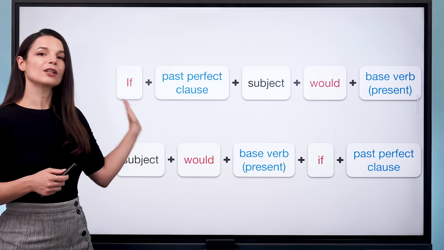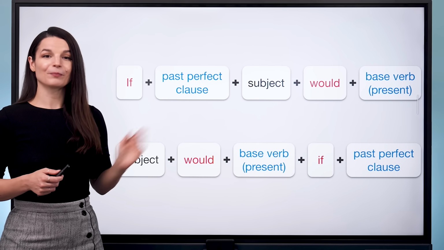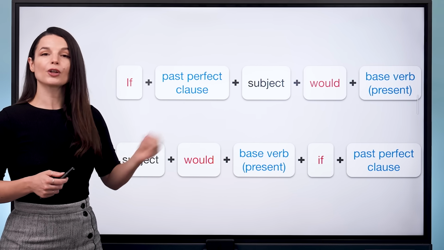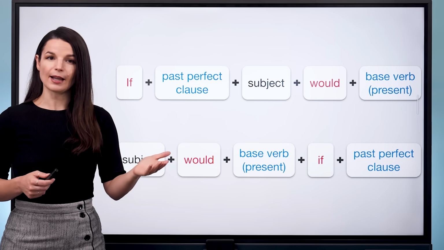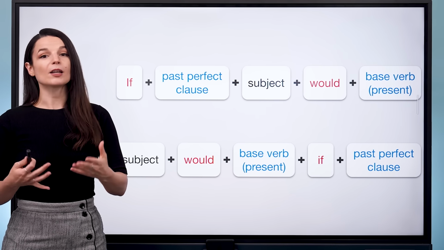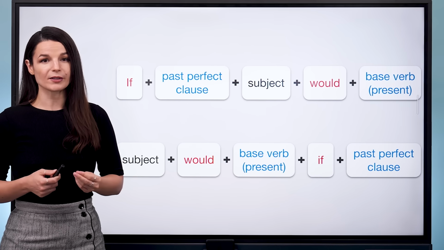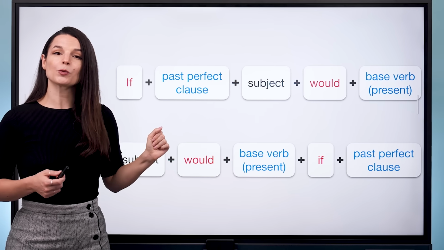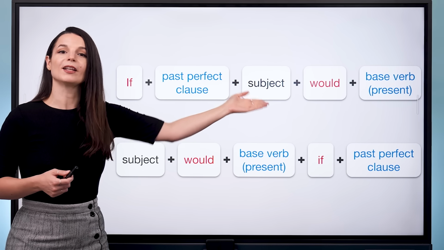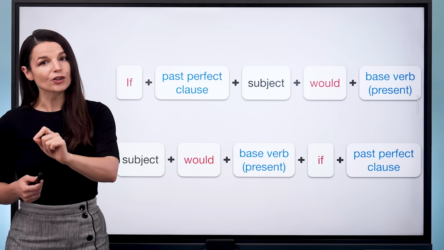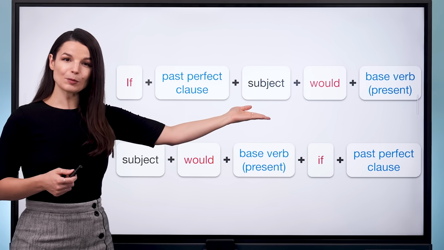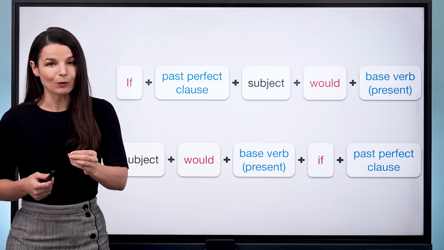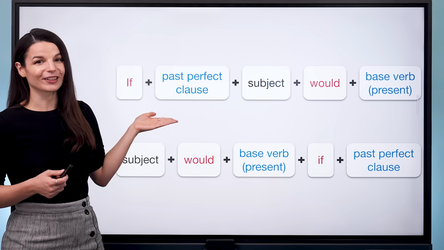The if clause uses the past perfect tense. This form, usually had, followed by a past participle, shows that the action happened or didn't happen in the past. It sets up a condition that is no longer possible. The second part of the sentence is the main clause, which starts with the subject and uses would plus base verb to show the imagined present result. This part tells us what the speaker believes their situation would be now if the past had gone differently.